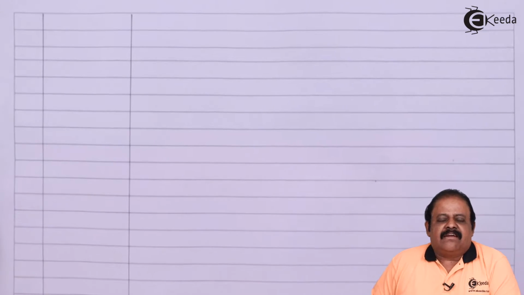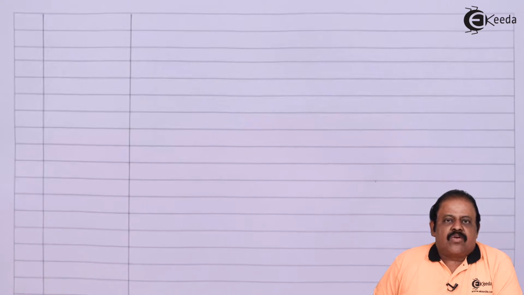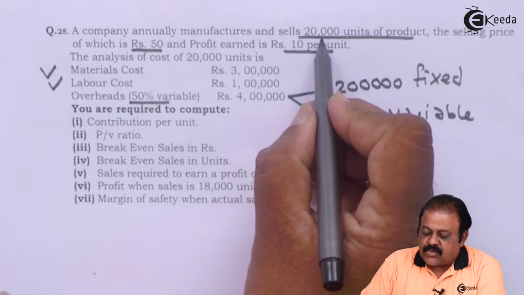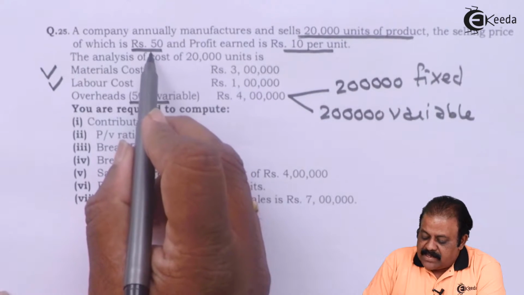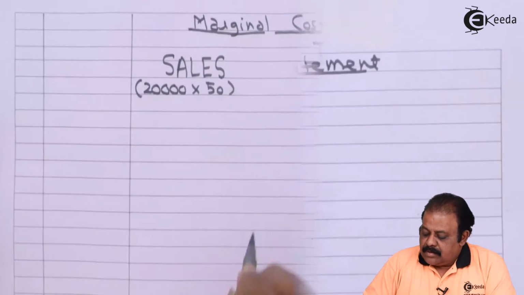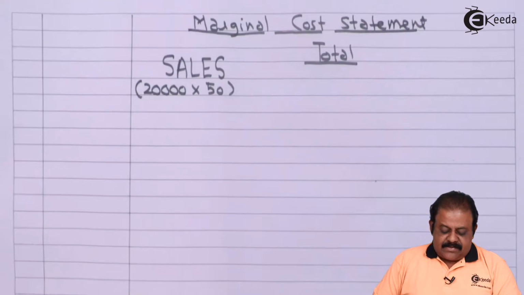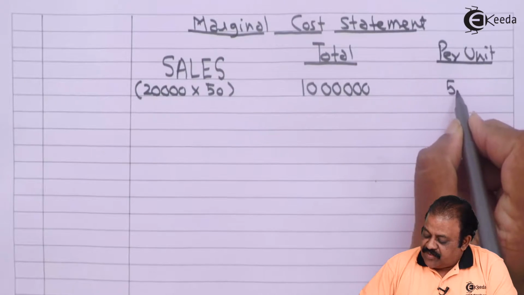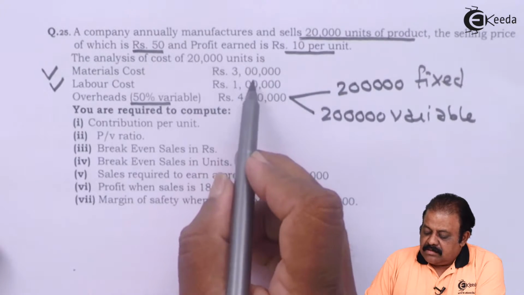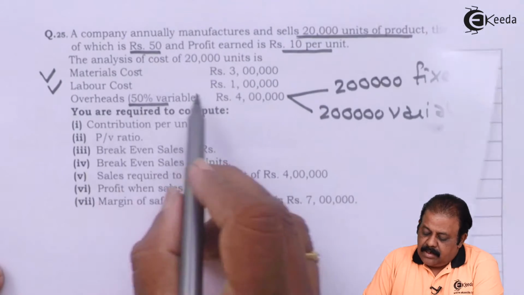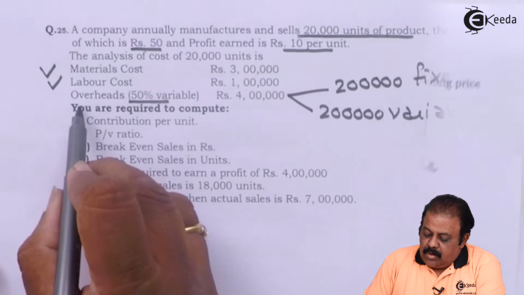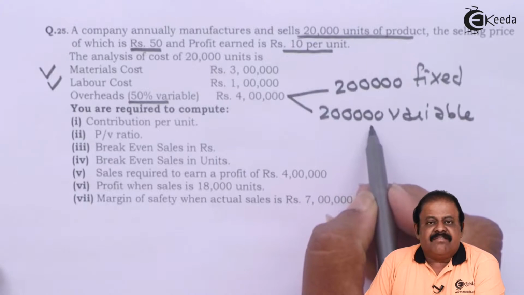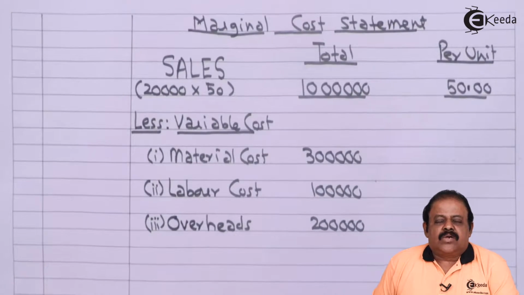Let us first try to understand how to prepare a marginal cost statement. We first consider the amount of sales. Here they have said units sold is 20,000 and selling price they have given is rupees 50. Thereby we can get the total amount of sales. Total sales is 10 lakhs and per unit selling price is rupees 50. Material cost they have given is rupees 3 lakhs. Labor cost is rupees 1 lakh. Overheads 50% are variable. Out of 4 lakhs, 2 lakhs are variable. This is what we got as the total amounts.